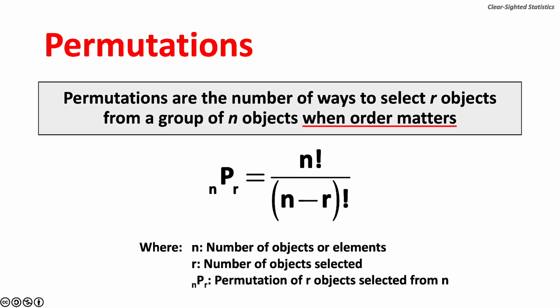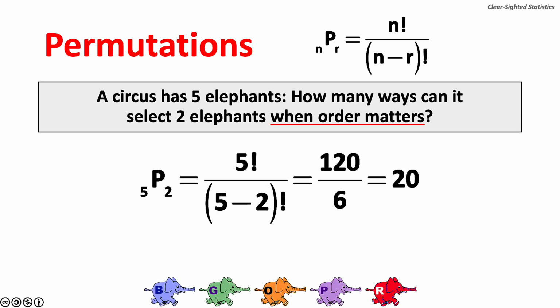Permutations express the number of ways to select R objects from a group of n objects when order matters. The permutation of R things selected from n things, where R is the number of items selected and n is the number of objects, equals n factorial over n minus R factorial. A circus has 5 elephants. How many ways can it select 2 elephants when order matters?